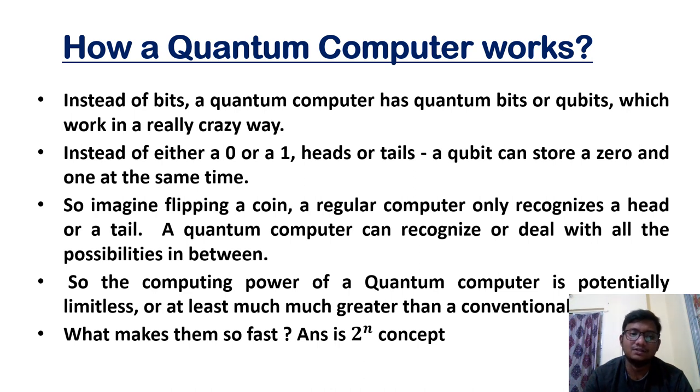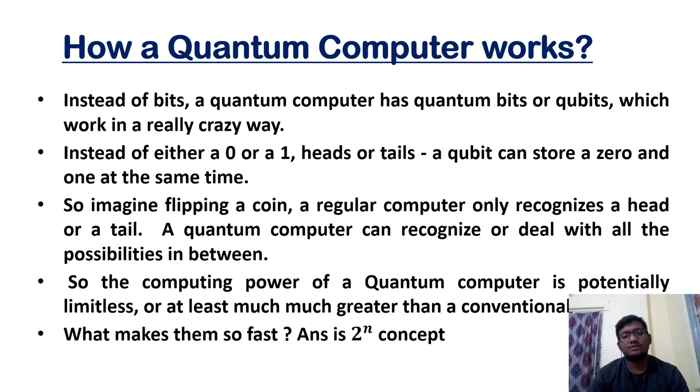Imagine flipping a coin. A regular computer only recognizes heads or tails. A quantum computer can deal with all the possibilities in between. So the computing power of a quantum computer is potentially limitless, or at least much greater than the conventional classical computer that we are using. So what is the secret behind this? The secret is some of the quantum mechanical properties such as superposition, entanglement, and other than this, the 2 to the power n concept that I have written.